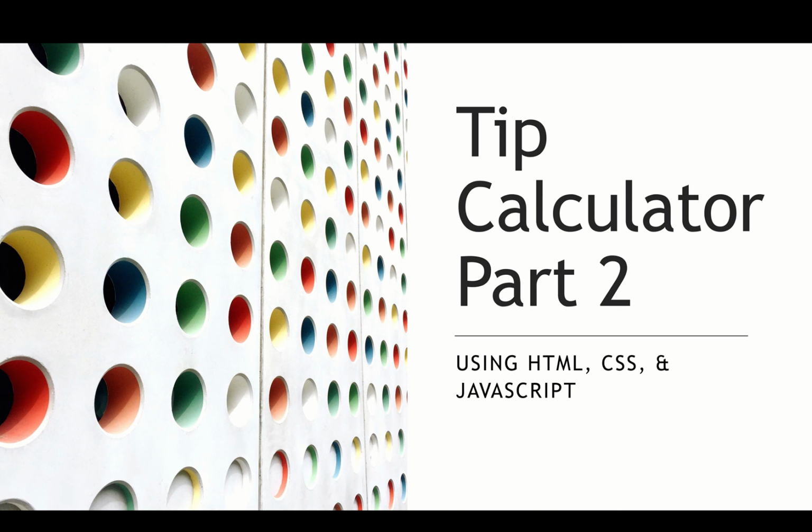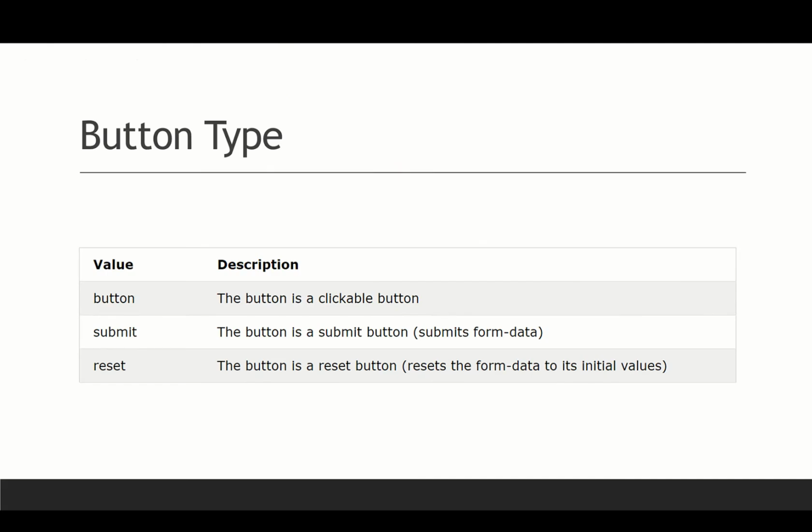Welcome to the tip calculator part 2, where we're going to add some JavaScript elements to this. Something I realized I forgot to cover in the last lesson was why we have to specify a type for the button.